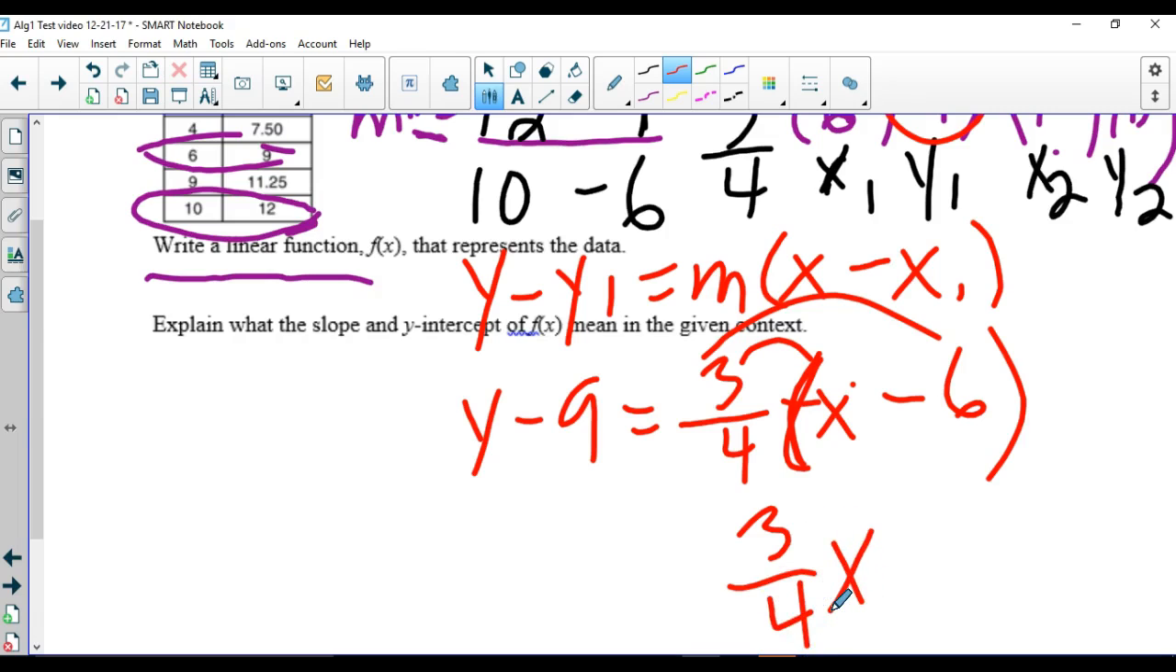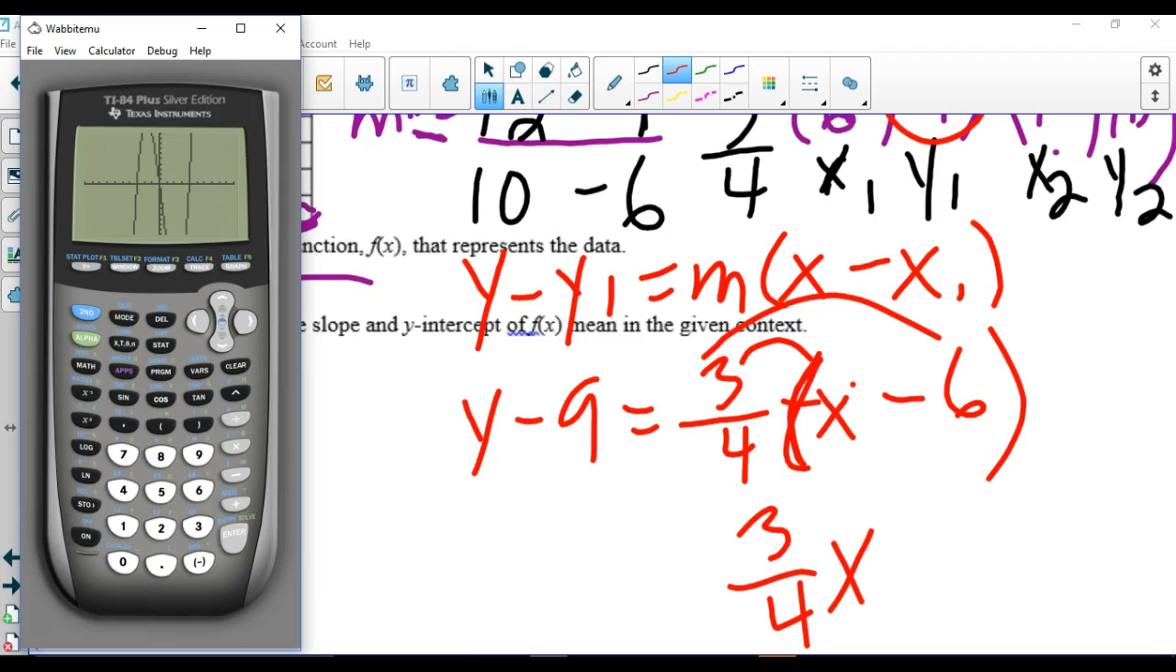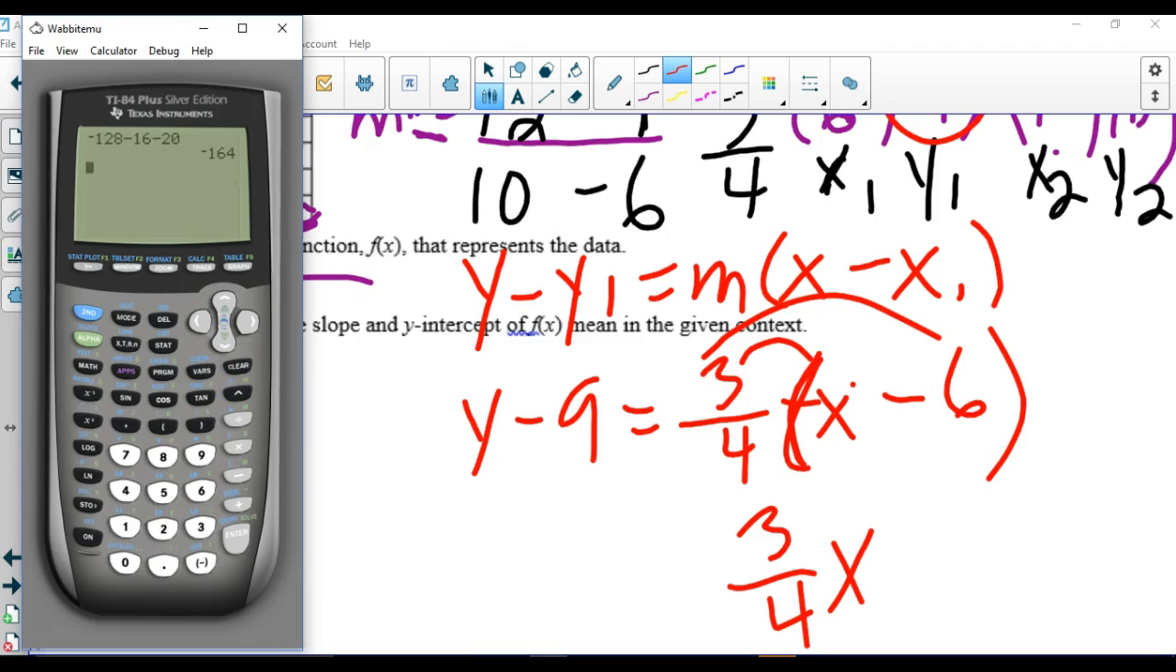Now it's a little tricky. You have 3 over 4 times negative 6. This is where you can break out your calculator. Your calculator will help you out with this question. So I'm going to break my calculator out. So I have 3 over 4 times 6. It gives me 4.5. Now, one mistake I just made was that I put a 6, but that's actually a negative 6. 3 over 4 times negative 6 gives me negative 4.5.